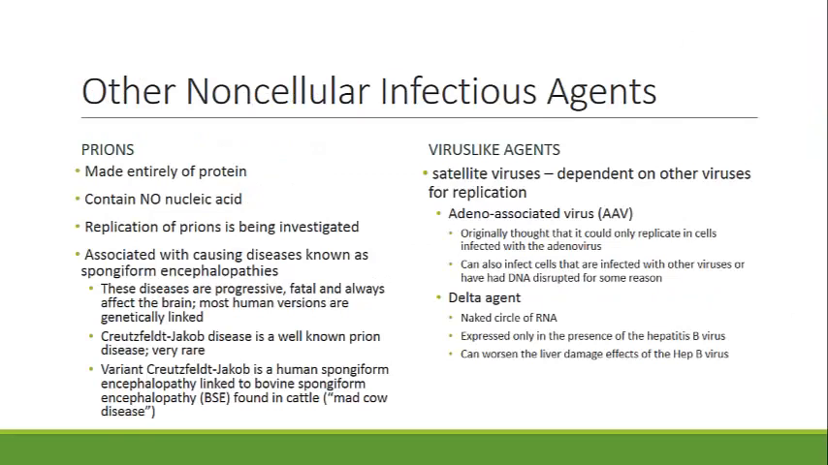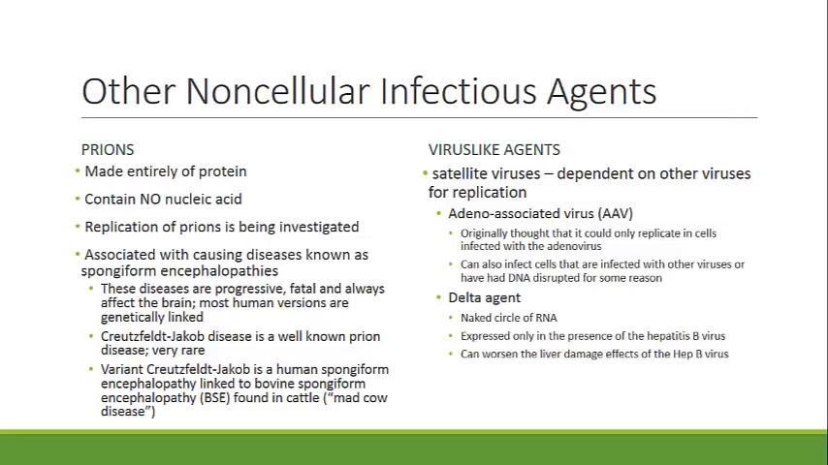So since we've been discussing viruses, which are non-cellular or acellular infectious agents, let's also discuss some other kinds of weird infectious agents out there, the prions, and then also virus-like agents. Now, prions are made entirely of proteins. They contain no nucleic acid, so they are super weird as far as infectious agents go. How they replicate themselves is under study. There seem to be some theories out there, but we're really not sure how they replicate themselves since they don't have any nucleic acid.